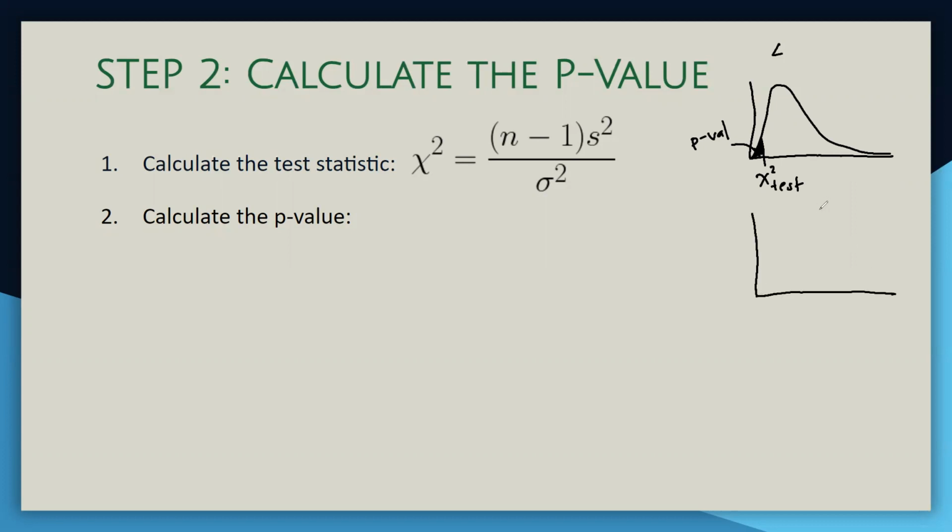For a greater than problem, we're going to see the same idea, except now it's going to be the right tail. That boundary is that test statistic you just calculated, and the area in the tail is the p-value.